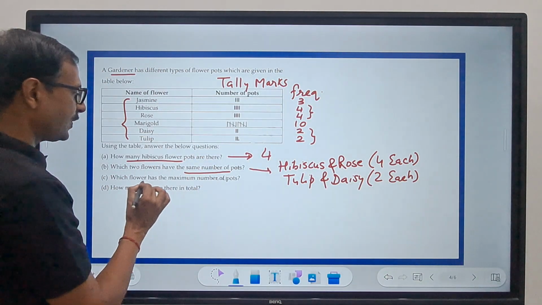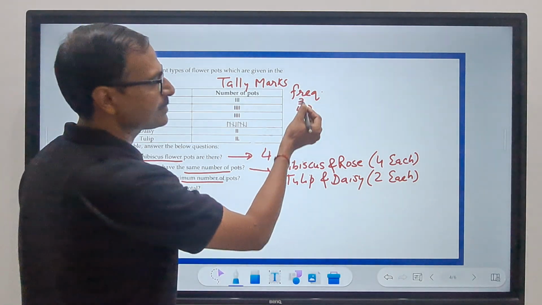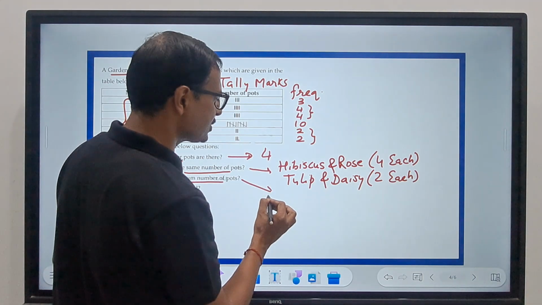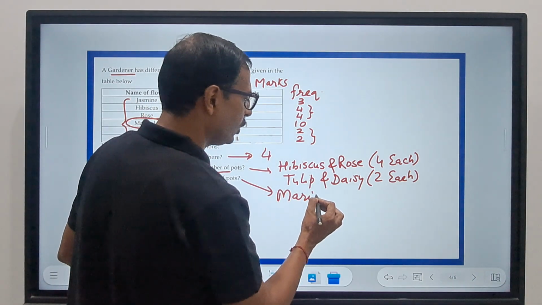Likewise, the third part: which flower has the maximum number of pots? So the maximum number is 10, and 10 is for marigold. So the answer for this question is marigold.